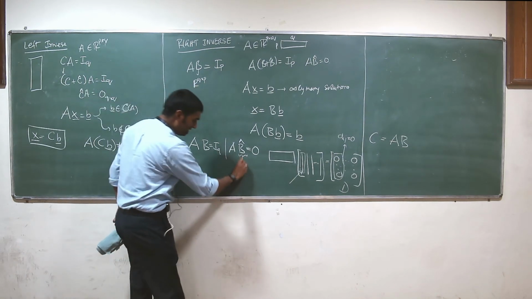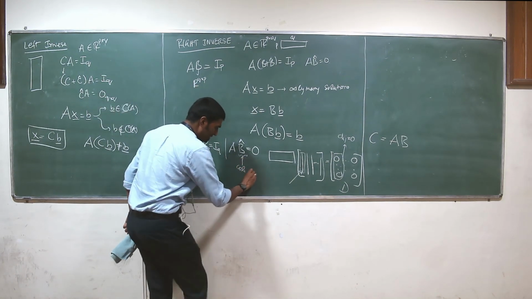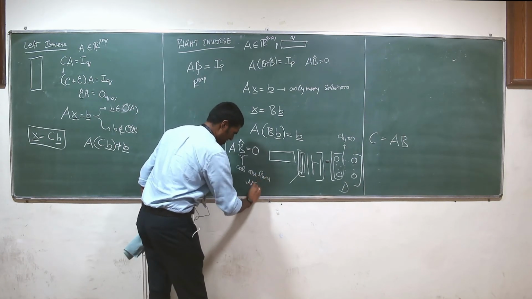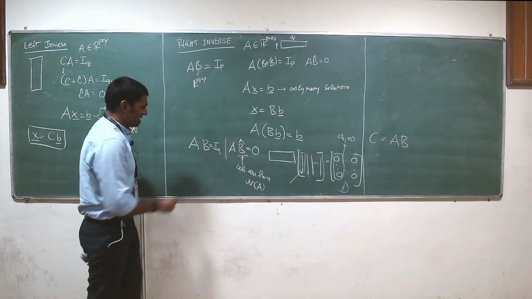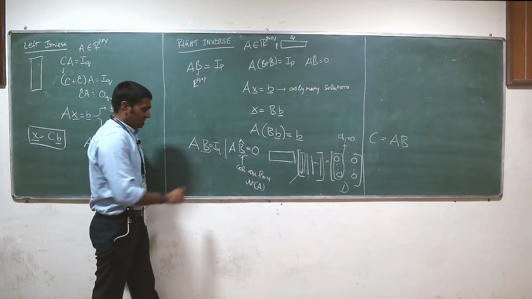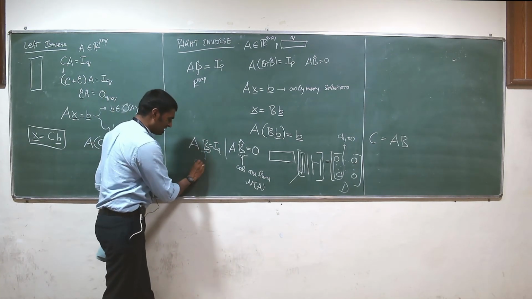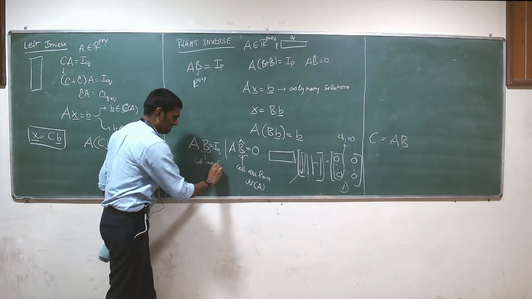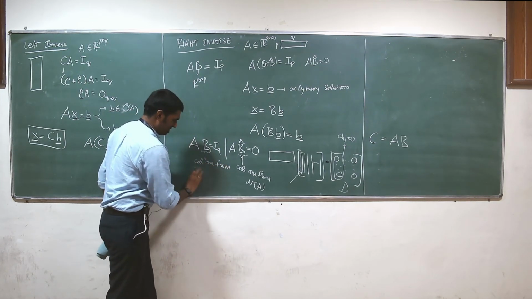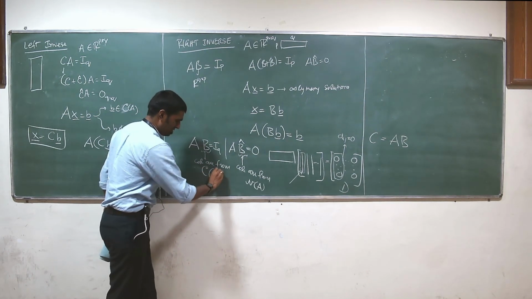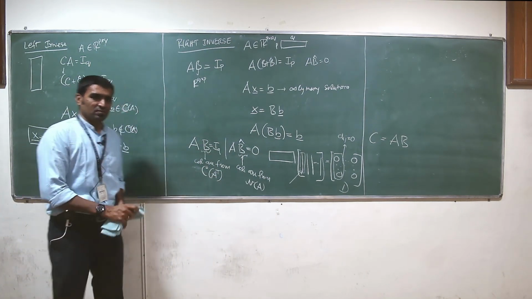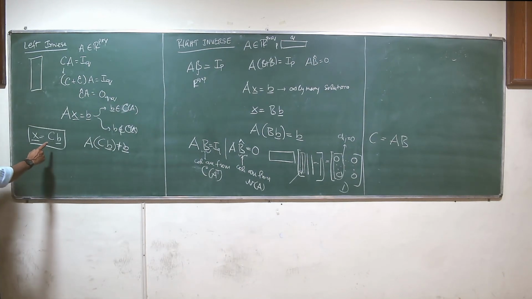Okay. So here the columns are from the null space of A. What about this? Turns out the columns of this are from the row space of A. What about here?